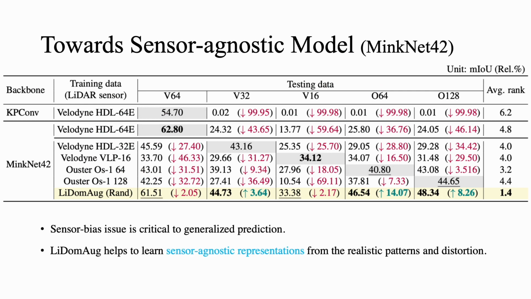We also present evaluation results on various LiDAR patterns of a model trained on specific LiDAR patterns. As a remedy for the sensor bias issues, we propose to train models with LiDomAug using randomized LiDAR configurations. Compared with training on the original data, our model learns sensor-agnostic representations since LiDomAug provides various LiDAR patterns with realistic distortions.